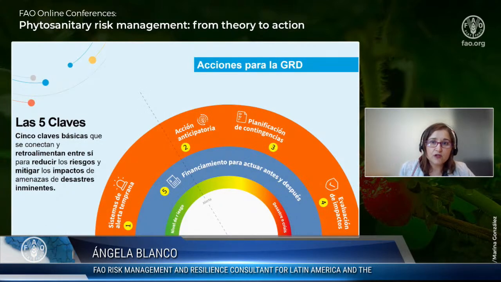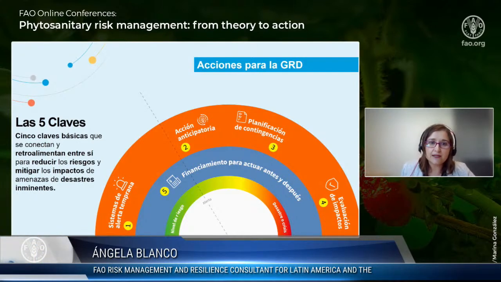That is why we believe it is essential to address phytosanitary risks under our GRD efforts, because this will allow us to come up with timely responses to the emergencies. Now, to that end, we have identified five keys. First of all, early warning systems. These allow us to detect and warn others of the existence of these risks, of the producers and the producer communities and everyone involved in those chains and the authorities.